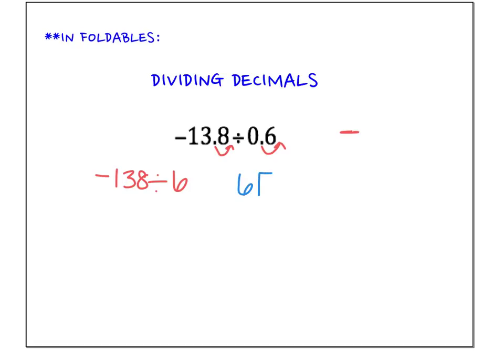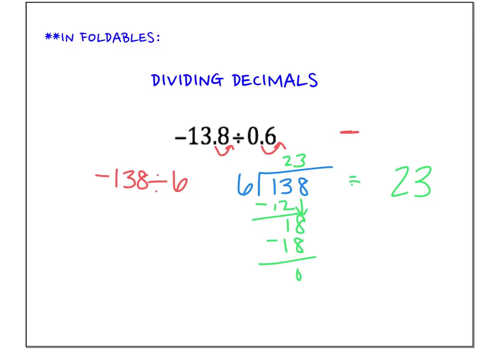Setting up my long division, 6 on the outside, 138 on the inside. 6 goes into 13 twice, with 1 left over. And 6 goes into 18 3 times, with none left over. So I have 23. And then again, needing to remember that it would be negative because I originally started with a negative divided by a positive.